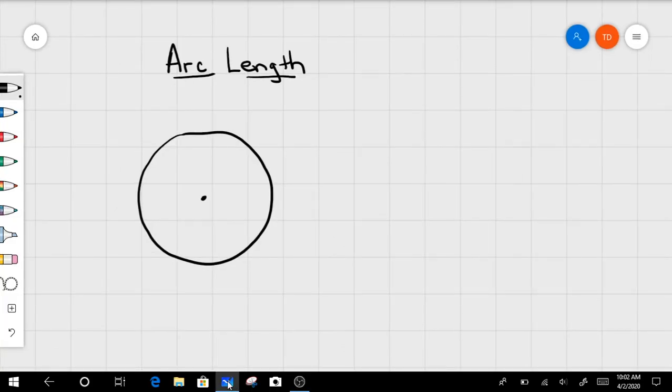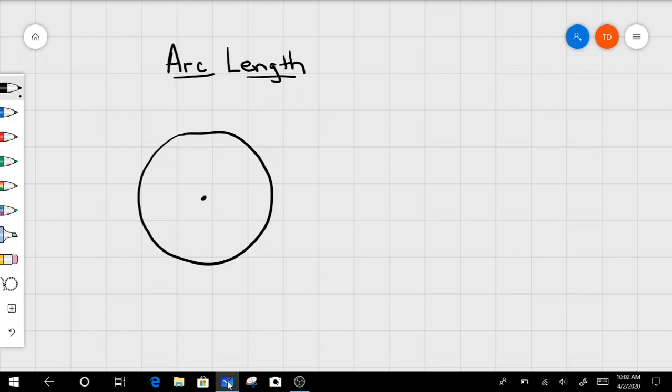Today we're going to talk about arc length. I'm pretty sure for you pre-calculus kids that arc length is a review from something you learned either in geometry, or if you were in integrated math, then you probably learned it in integrated 3. But arc length is super easy.